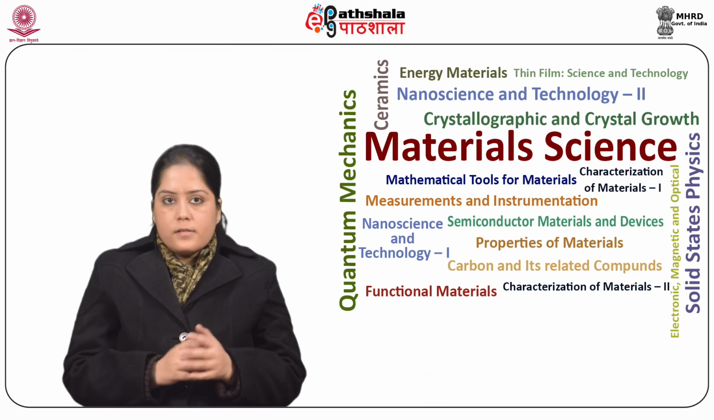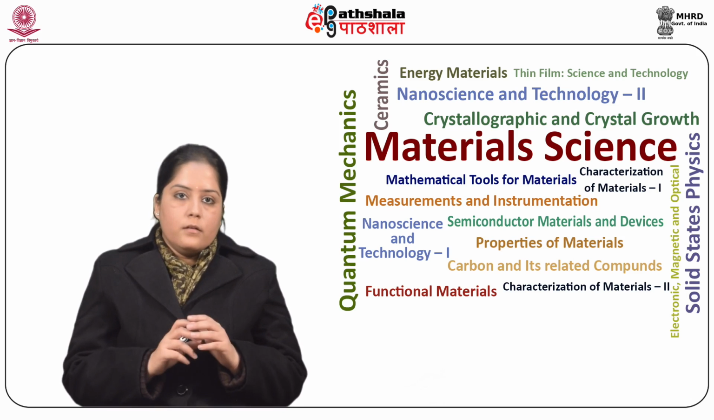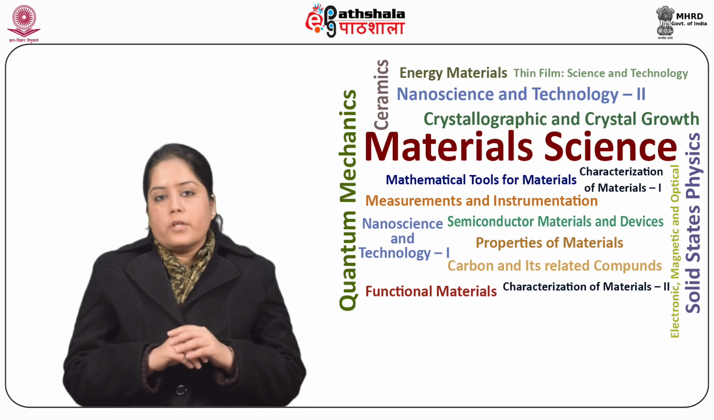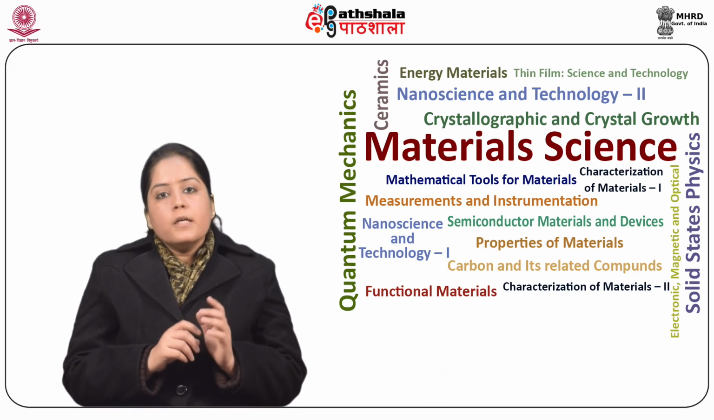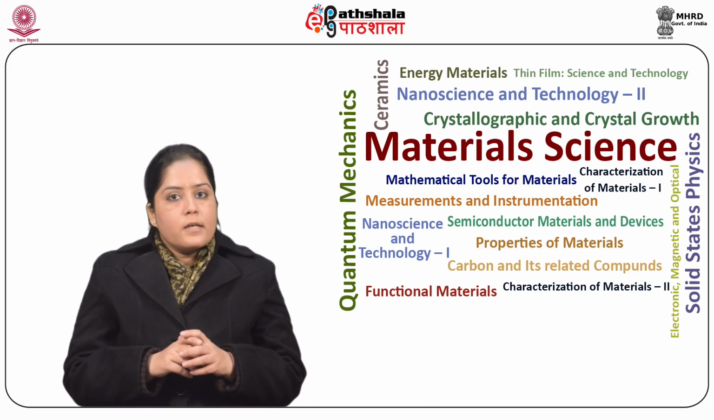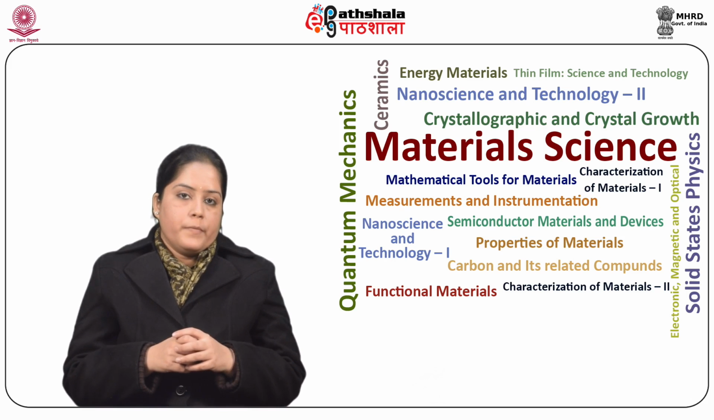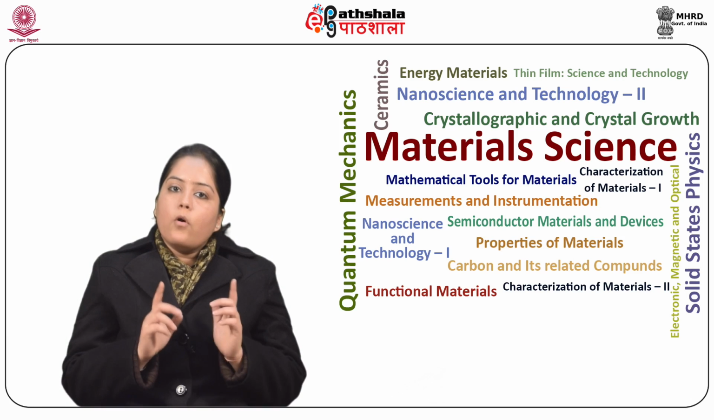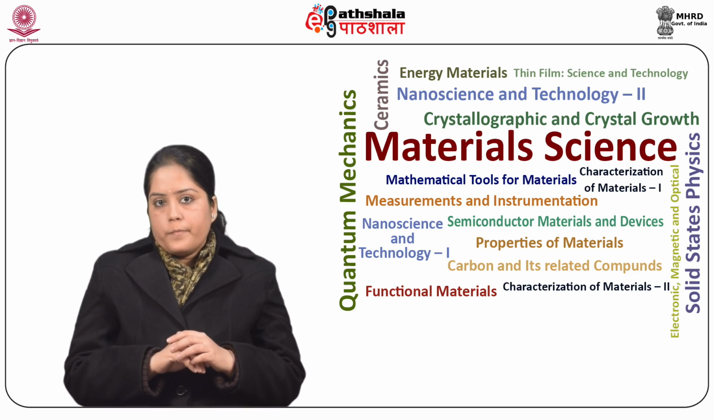So let's discuss polymorphism. A material which shows more than one crystal structure is known as polymorphic. It is also known as allotropy when it is found in elemental solids. Polymorphism basically depends on both external pressure and temperature.